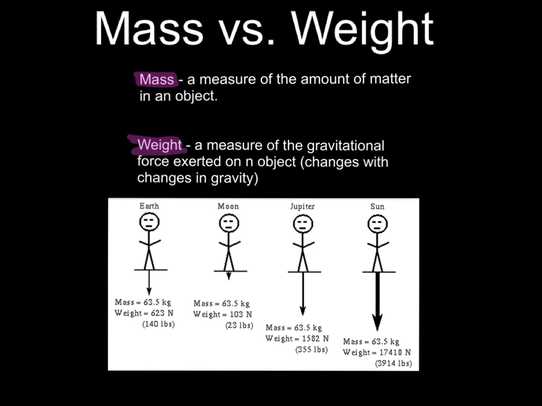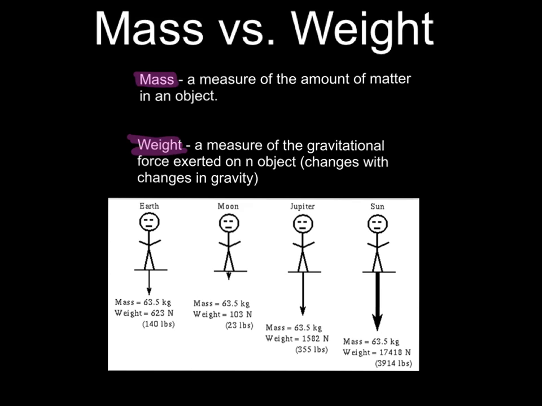The Earth, the Moon, Jupiter, and the Sun all have different gravitational pull. The Moon has a gravitational pull of about 1/6 that we experience here on Earth. So while the person's mass of 63.5 kilograms does not change when they move to different places in our solar system, their weight does change. The metric measurement for weight is the Newton, which you will learn when you take physics. In parentheses below, we have the conversion for pounds. So if a person weighs 140 pounds on Earth, they only weigh 23 pounds on the Moon.